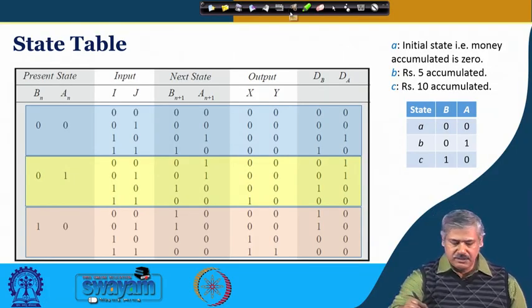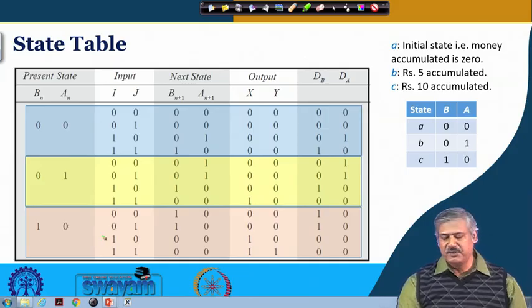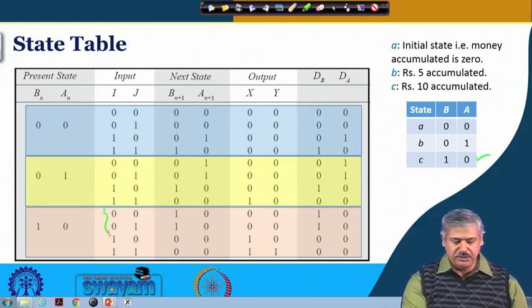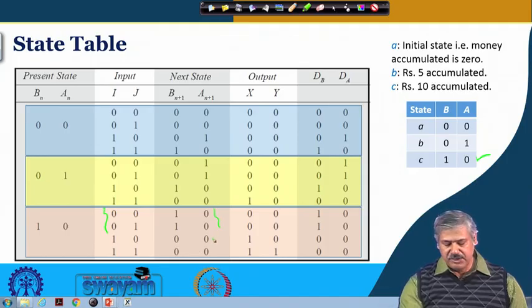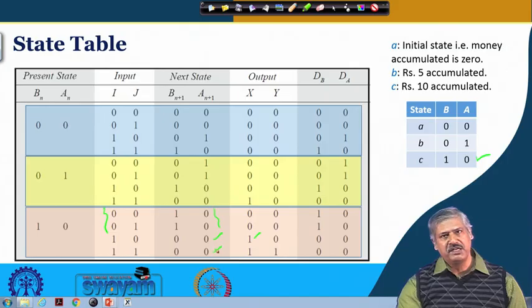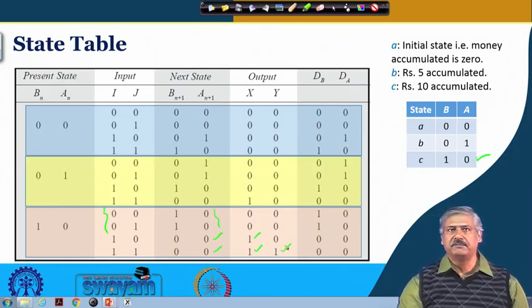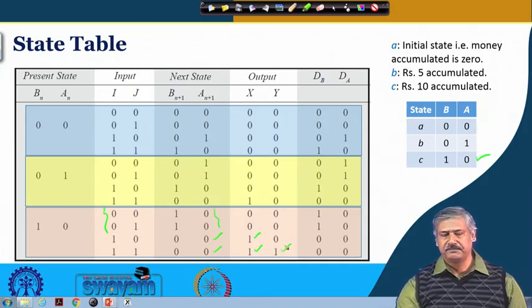Next, if it is 1 0, that means state C, right. 0 0, it will remain at state C only. 1 0, that means rupees 5 has been obtained, so it is going to state A and delivering only the product. 1 1, that means rupees 10 and another rupees 10 has been received, it is going to initial state A. You have seen that in the ASM chart, and it delivers the product and also returns a rupees 5 coin. Is it fine?